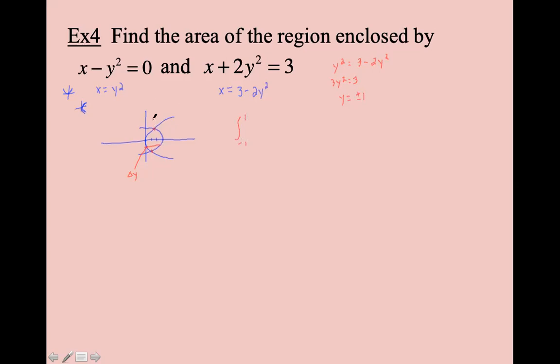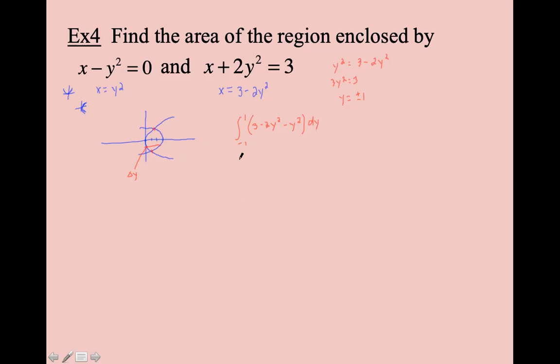Remember, it's always top minus bottom. If it's in terms of y, it's going to be right minus left, right? Furthest to the right minus left. So that is this parabola, 3 minus 2y squared, minus the positive parabola, y squared. And instead of writing this as dx, we're going to write it as dy. A lot of times on the AP exam, they might throw you one like this where you could do it either way. It's just easier if you rewrite it in terms of x equals instead of y equals.